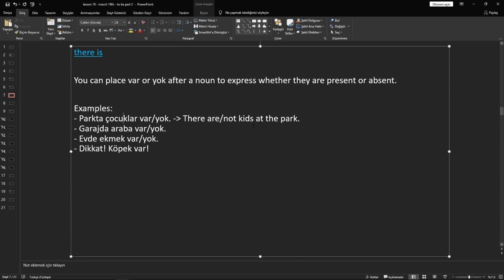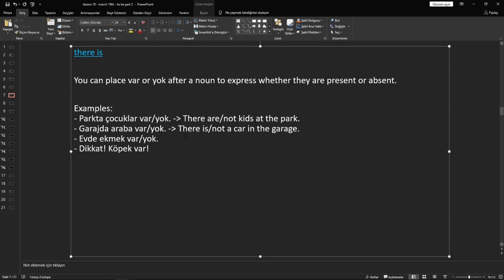So, garajda araba var ya da yok. Or garajda araba yok. Again, it will be a simple example. There is a car or there is not a car in the garage. Garage is an adopted word, garage. That's how we pronounce it. Garajda araba var or yok.